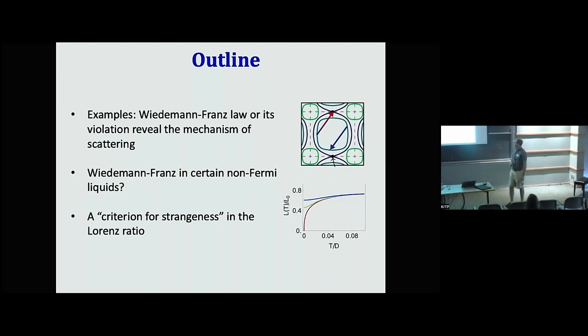I'll raise the question. We know the Wiedemann-Franz law is obeyed in textbook metals. What about non-Fermi liquids? Of course, not all non-Fermi liquids are the same, but I'm going to claim that at least there's a class of non-Fermi liquids which we understand where we should expect the Wiedemann-Franz law to be obeyed. And then I'll ask, well, if it's obeyed, how do we distinguish these systems from conventional metals? And I'll propose a criterion based on the low temperature behavior of the Lorenz ratio.